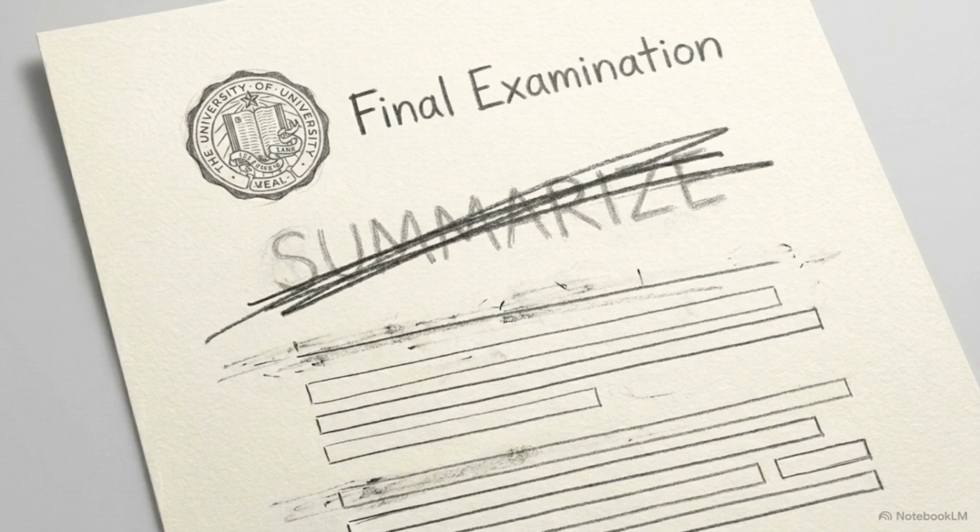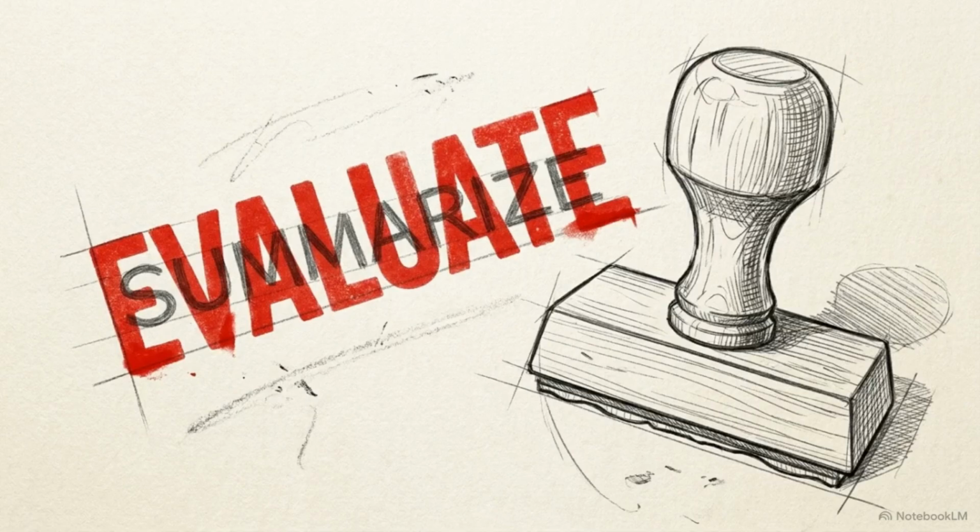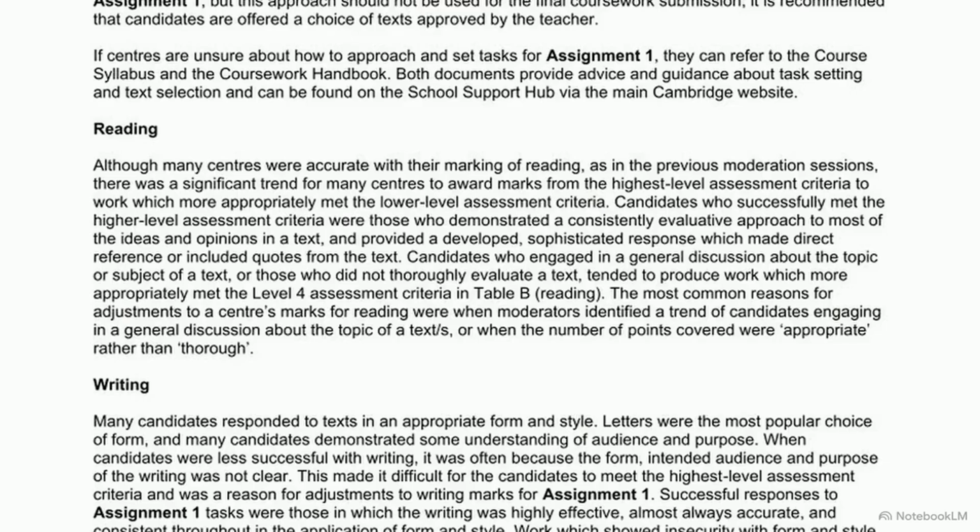Every year, thousands of students miss out on the highest marks for Paper 2, Question 1, for one specific reason. They summarize the source text instead of arguing with it. The examiners are explicit about this requirement. Looking at this examiner report, you can see clear warnings against general summaries.